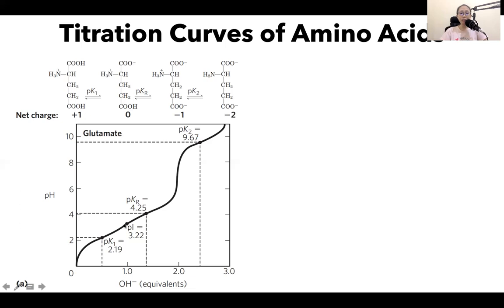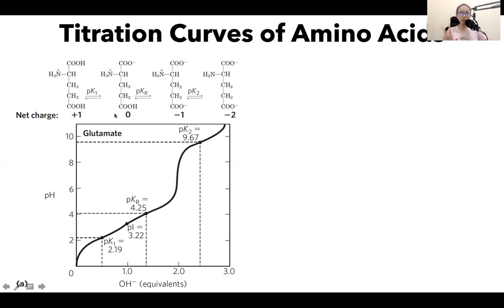Notice the PI is marked here, it's 3.22. So how do we determine the PI? We get the average value of the pKs surrounding the Zwitter ion. So what you do is you write this series of structures. So the protons are getting removed one by one. This is your Zwitter ion.